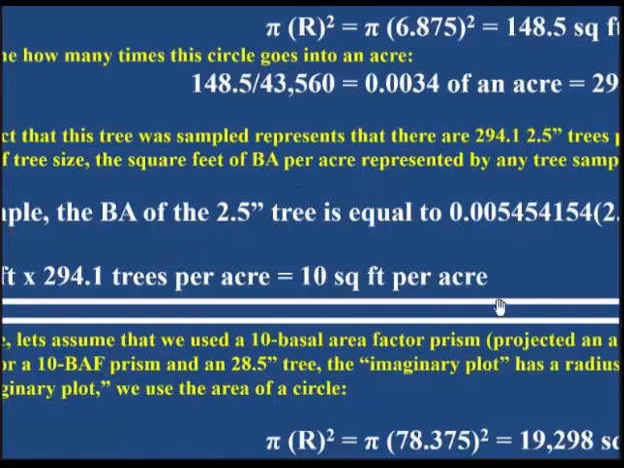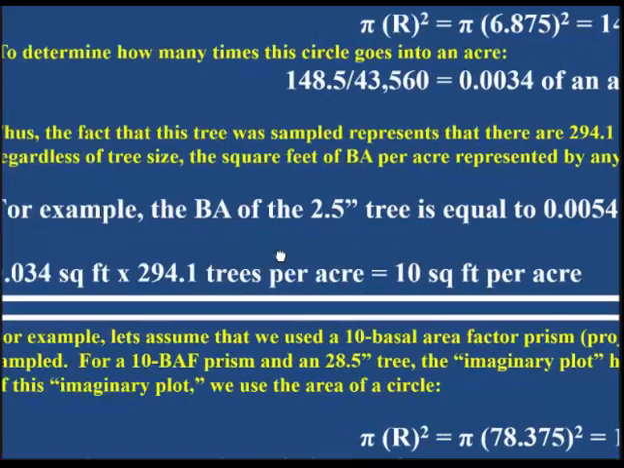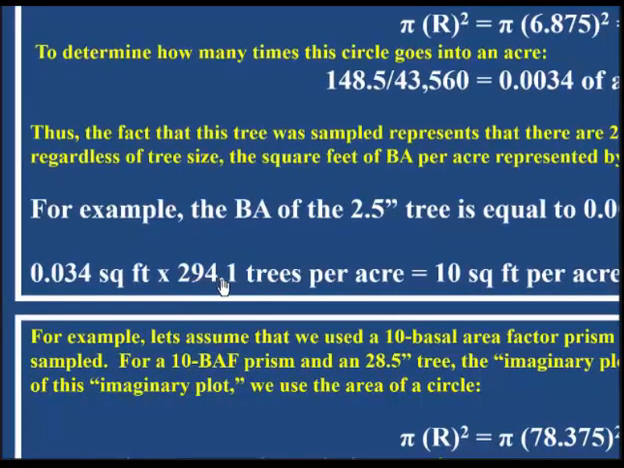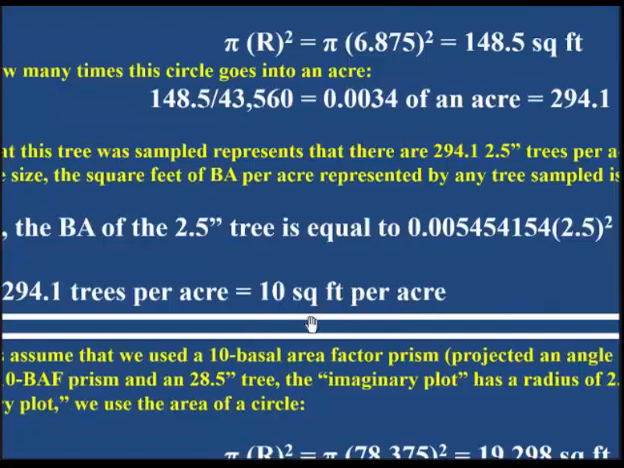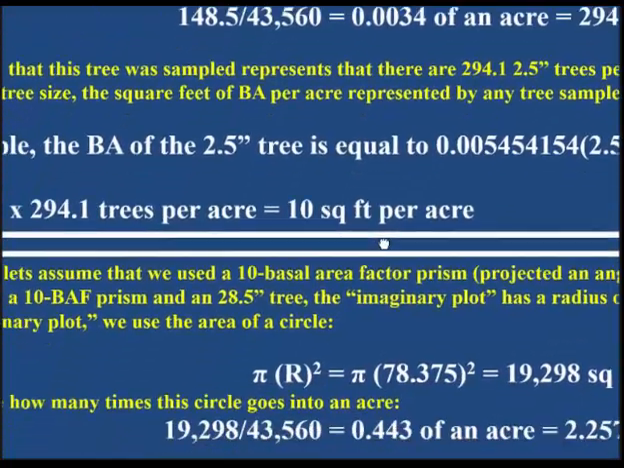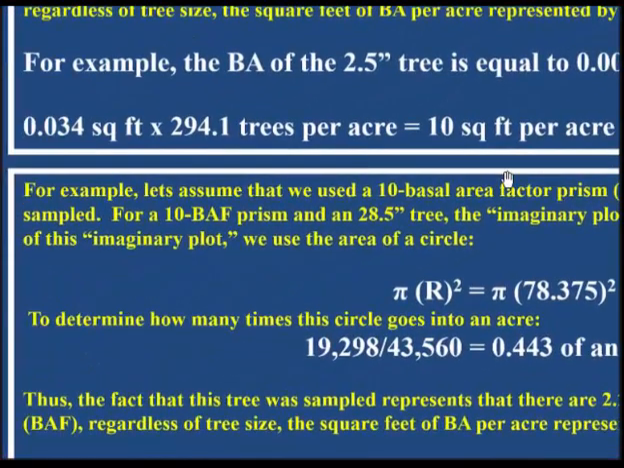And by the fact that we chose a 10 BAF and we sampled that 2.5-inch tree, that leads us to believe there's 294.1 2.5-inch trees out there per acre. We multiply that by the basal area of an individual 2.5-inch tree, 0.034 times 294.1, and we get 10 square feet per acre. And we'll go through and do one more example.